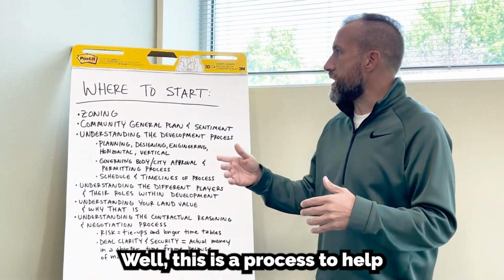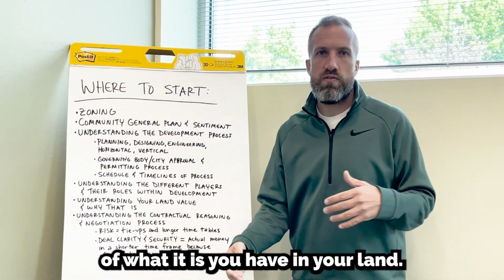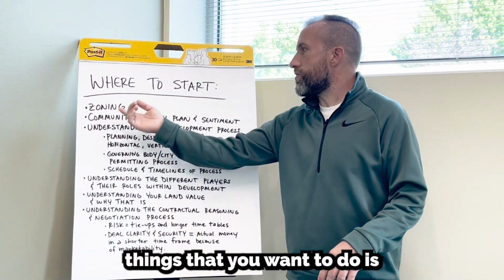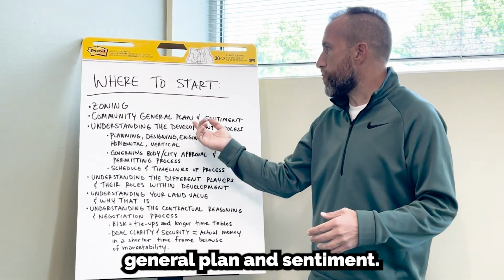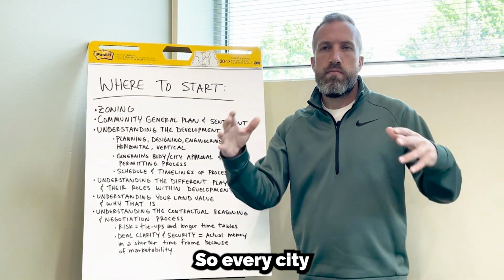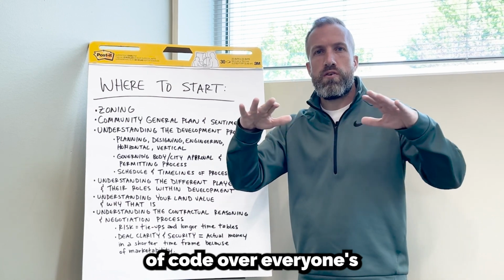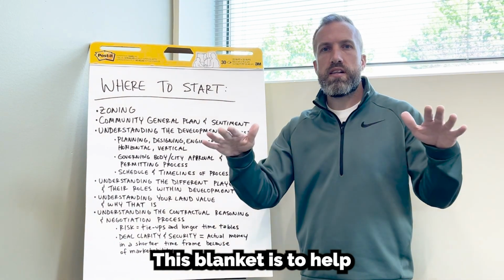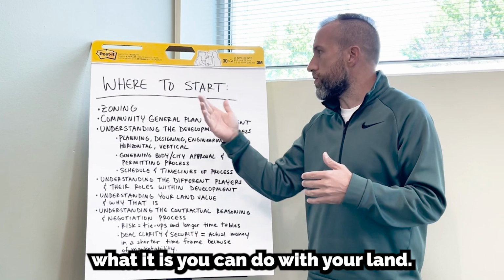Well, this is a process to help you get an understanding and gauge of what it is you have in your land. So one of the first things that you want to do is figure out the zoning and what we call the community general plan and sentiment. So every city puts a blanket of code over everyone's property within the boundaries of the city. This blanket is to help you understand what it is you can do with your land.